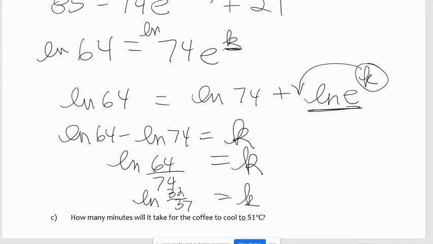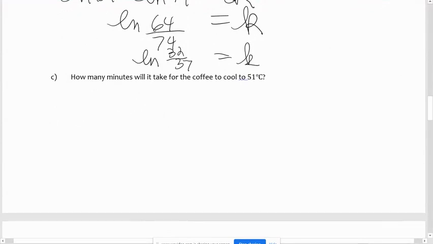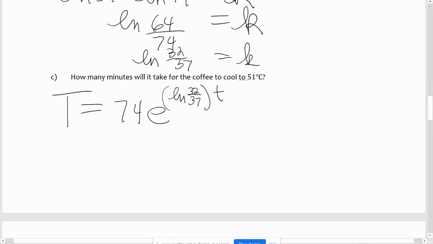So that's our k constant. Now we got to go and write our equation. Somewhere up above, we got t is equal to 74 e to the kt plus 21, and k is the natural log of 32 over 37.